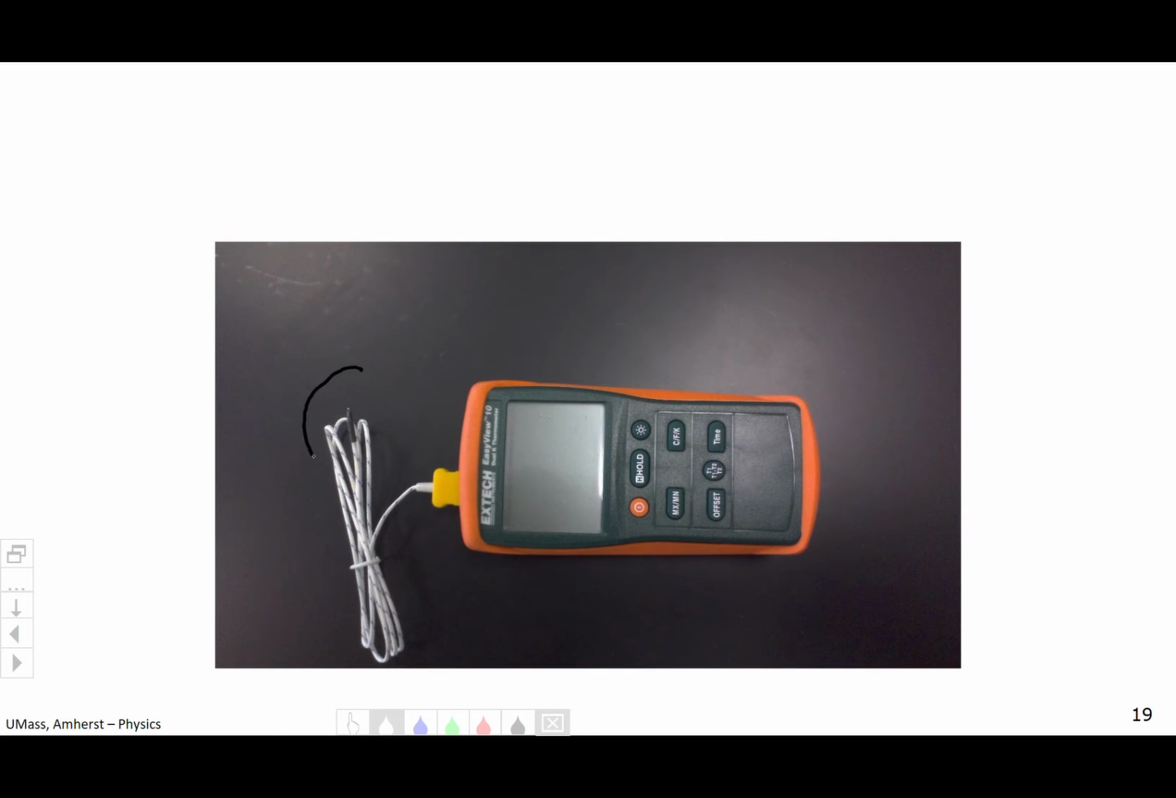Here is the probe, the end. It has a little rubber around it and a little conductive metal tip right there. That is going to go into the water in the calorimeter. You have to make sure that it is submerged, otherwise the reading means nothing. And a power button could not be simpler. It just displays the temperature on the screen. If you were here on Tuesday, you saw me use these.